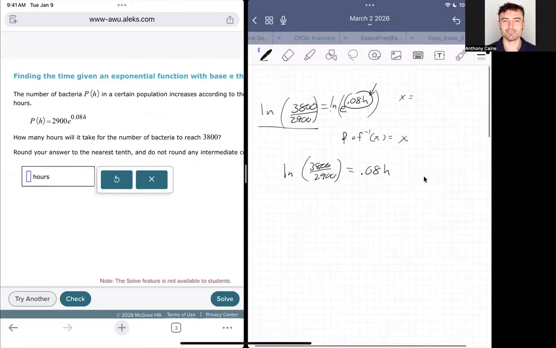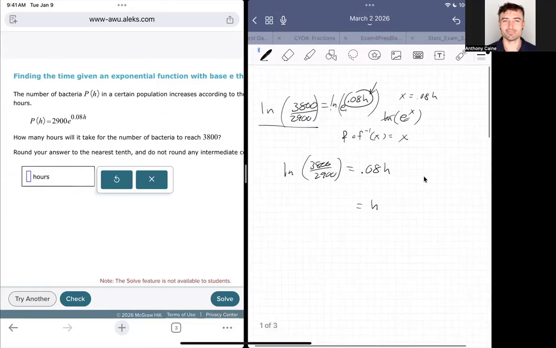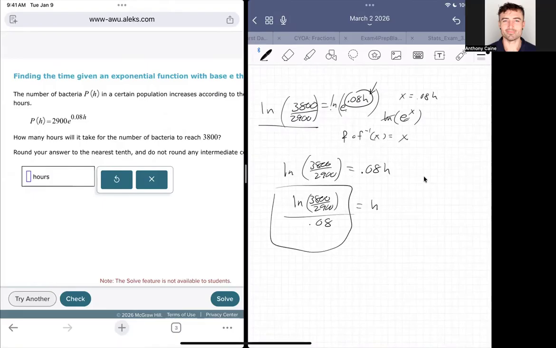Sort of what's happening is x is equal to 0.08h. So I have my e to the x and then ln, and then these sort of undo and you just get x. Okay, so now we need to solve for h. And so now we can see that h is going to be what happens when you take all this stuff and you divide it by 0.08. Okay, so put this in your calculator, round to the nearest tenth, and then there you go.